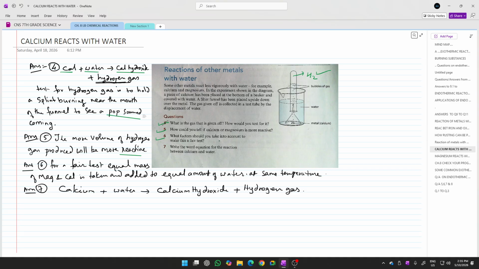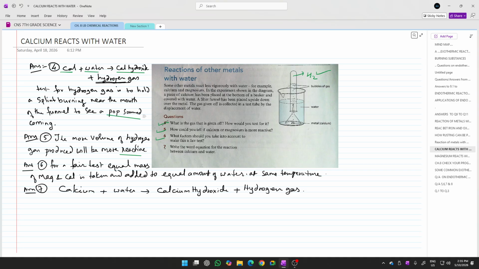Question number 6 is, what factors should you take into account to... One second, I'm going to read it properly. Question number 8, right? What factors would you take into account to make this a fair test?